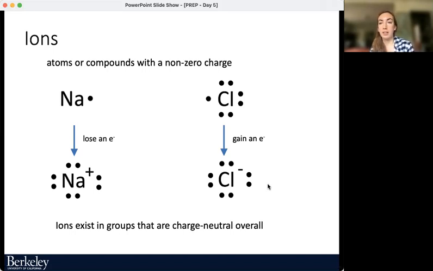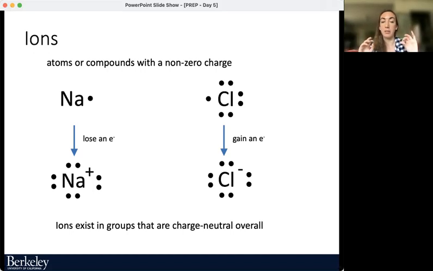And then the last thing you need to know about these ions is that they want to exist in groups that have a net total of 0 charge. And that's in part because of these electrons. Sodium wants to lose one electron, chlorine wants to gain one electron. And so one sodium will happily hang out with one chlorine.